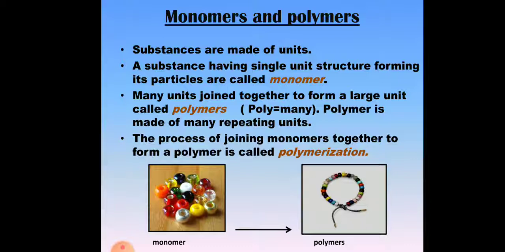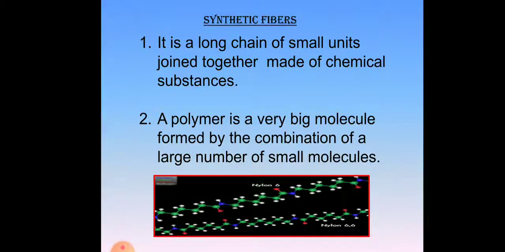If you look at the picture, you can understand what is a monomer and a polymer. The process of joining monomers together to form a polymer is called polymerization. Synthetic fiber is a long chain of small units joined together, made of chemical substances. A polymer is a very big molecule formed by the combination of a large number of molecules.